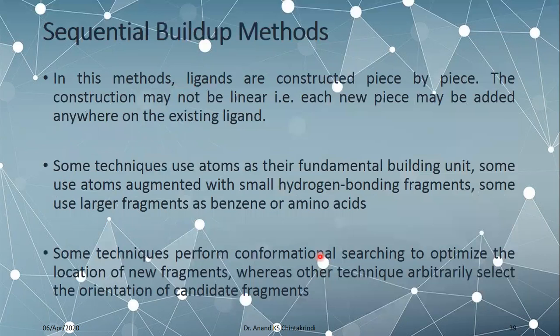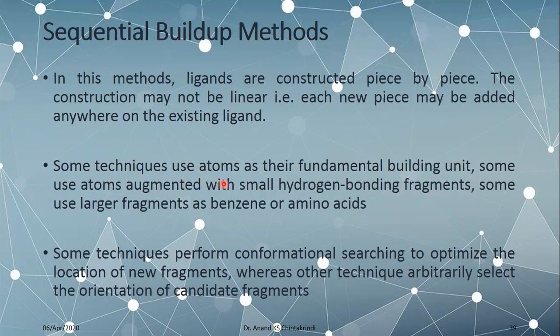The third method of fragment based design is the sequential build-up method. In this method, the ligands are constructed piece by piece. The construction may not be linear. That means it is not a continuous form. That is, each new piece may be added anywhere on the existing ligand. If you have, say, a benzene, at any position of the benzene ring the ligand may be constructed. The fragments may be added at the ortho position or a meta position or a para position.